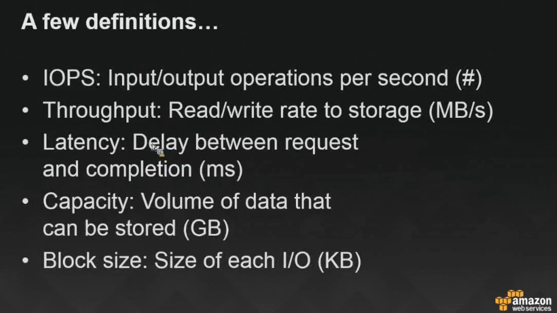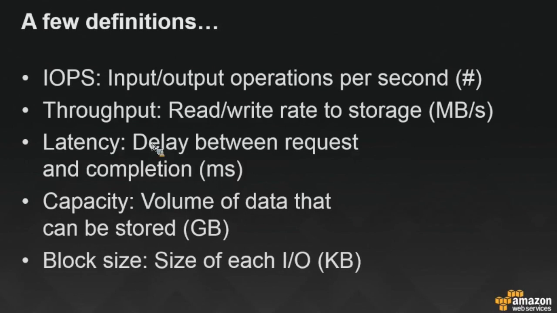Before I get too far into the webinar today, I think it's important that we set a few definitions. Some of these may be familiar to people already, but these definitions are going to come up multiple times, and so defining them early will help us make sure we're on the same page. IOPS, or input-output operations per second, is typically presented as a number, and it's one of the attributes of a volume. Throughput is the read and write rate to storage in megabytes a second, and that's how much data we can move backwards and forwards between a volume.